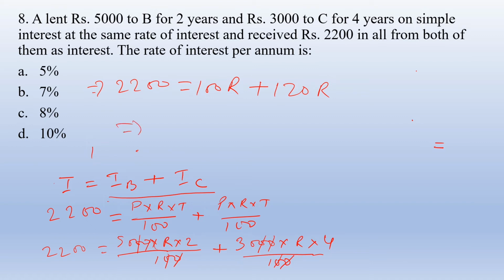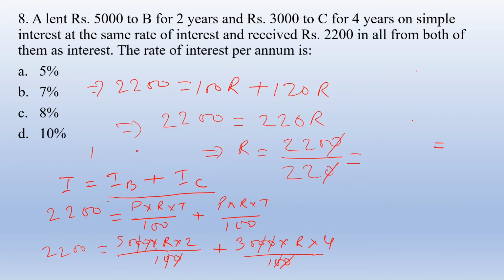So from here it follows 2,200 is equal to 220R. From here it follows R equals 2,200 divided by 220. The 0 will get cancelled. So 220 divided by 22 is equal to 10%. So the correct option here is option D, which is 10%. The rate of interest per annum is 10%.